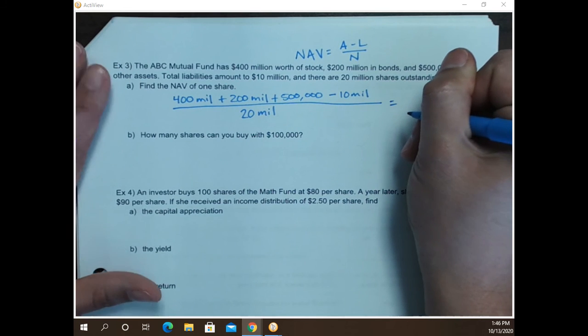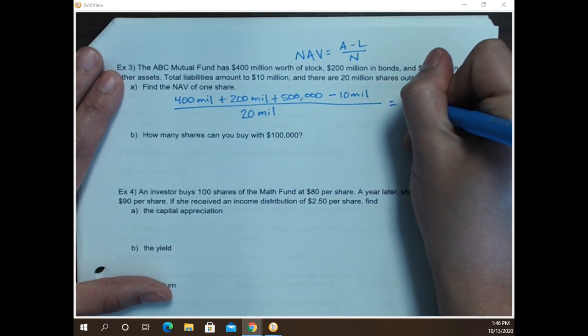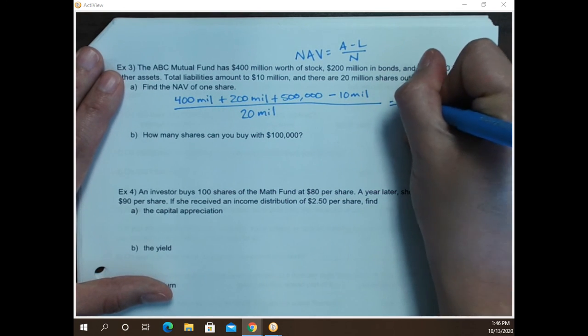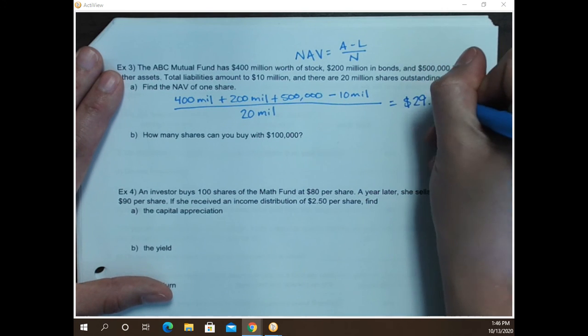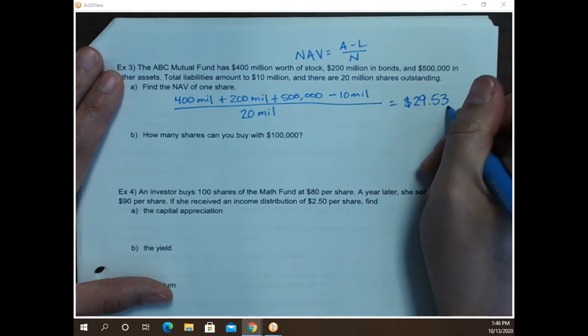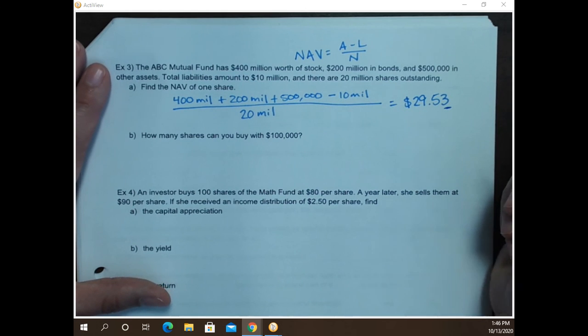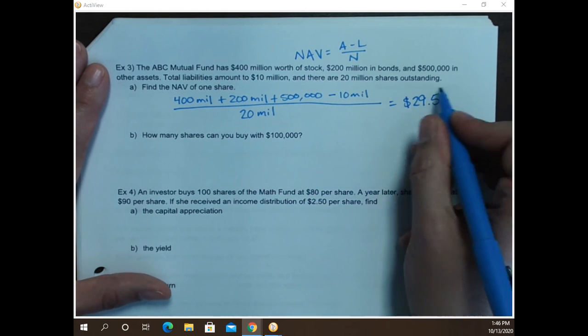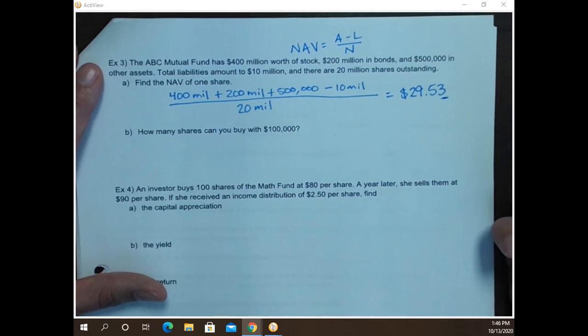That would give us, for our net asset value, $29.53. Remember, round to the nearest penny. So this is the value of a single share in this mutual fund.